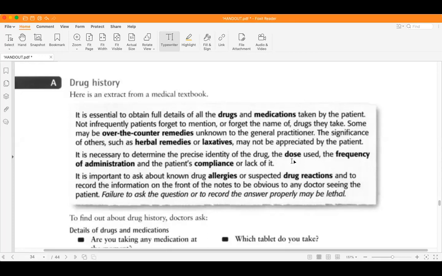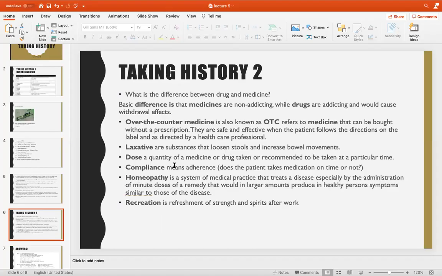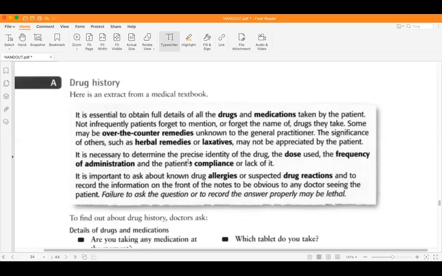The dose. What is the meaning of dose? Dose means the quantity of medicine. The frequency of administration, how many times, and the patient's compliance or lack of it.